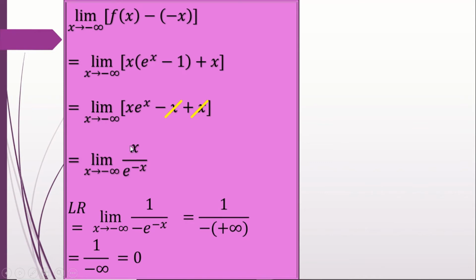The derivative of the numerator x is 1 and the derivative of the denominator e to the minus x is minus e to the minus x. Now the limit at minus infinity for this fraction is 1 over minus exponential minus x. As x tends to minus infinity, minus x will tend to plus infinity. Then e to the minus x will tend to plus infinity. Now minus times plus is minus, so 1 over minus infinity is 0. We have proved the limit is 0, then we can say that D is an asymptote to C.